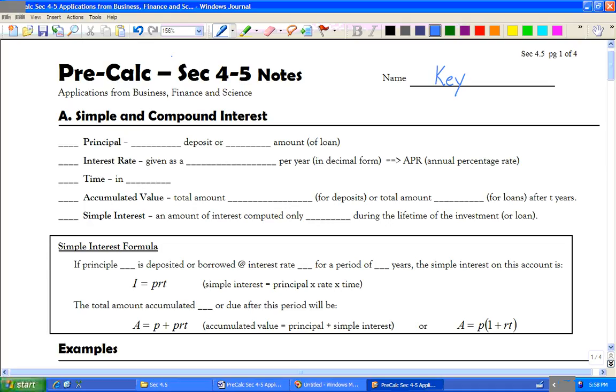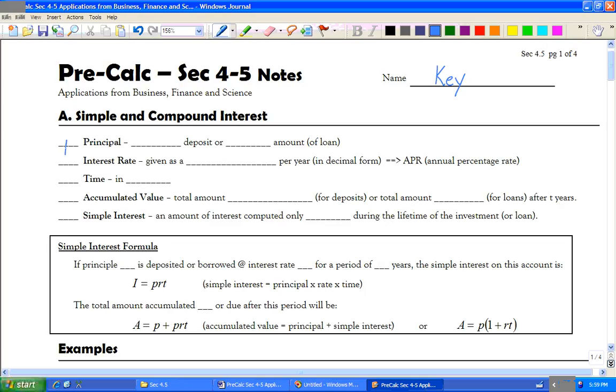Okay, this is section 5.4, looking at applications of exponential and log functions in real-life situations like business, finance, and science. So the first thing we're going to look at is simple interest, and we have some variables in our equations that we need to define first.